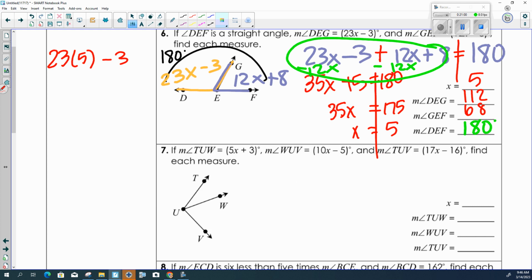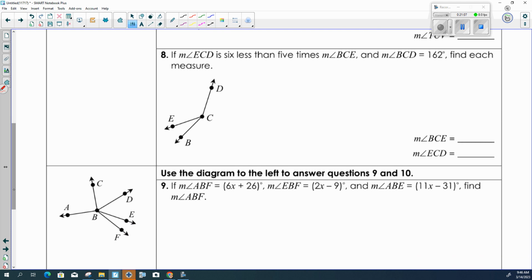The next few we're not going to solve. We're just going to draw the pictures and set them up. I think that we're good with combining like terms. I hope so. Number 8 is a little bit different.